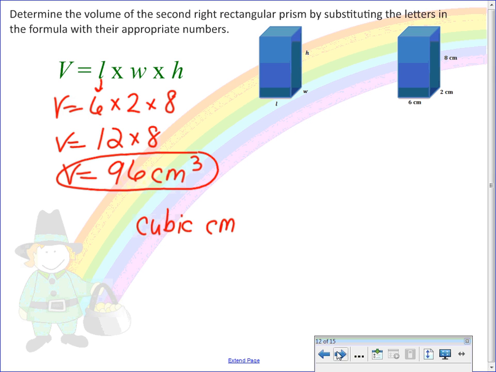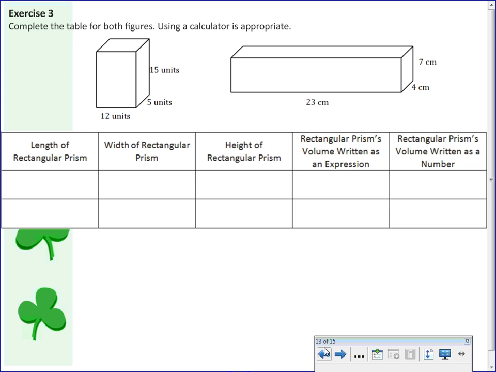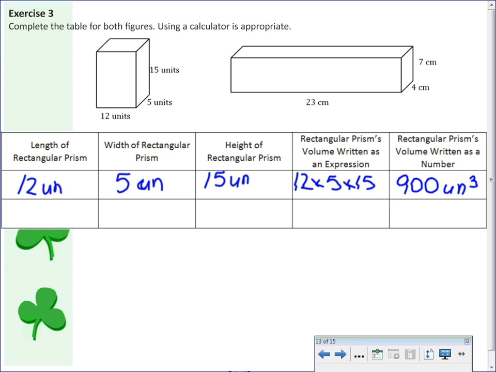So now you can take a look at the chart on the next page and fill in that table. All right, so the length of the first one is 12 units. The width is 5 units, the height is 15 units. So 12 times 5, my smartboard is all wobbly in this one section, I don't know why. Then when you multiply those three numbers together, 900 units cubed, or cubic units.